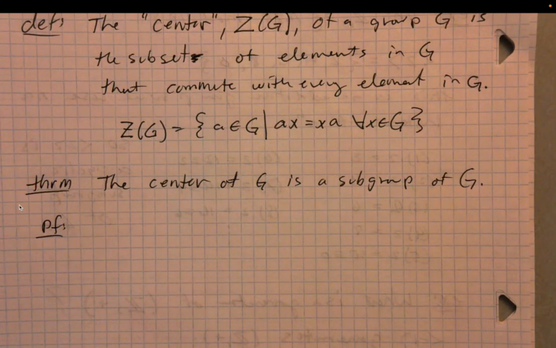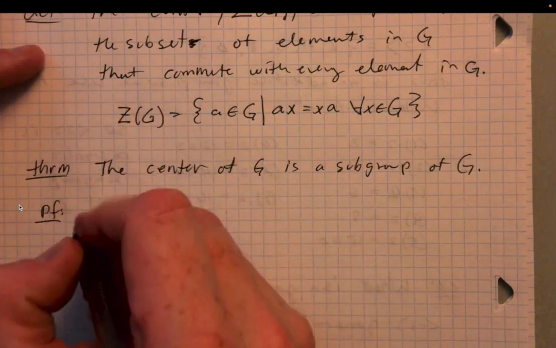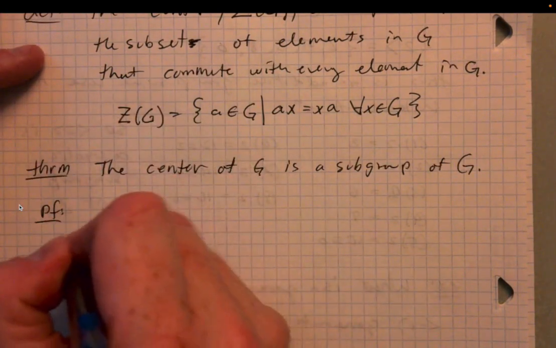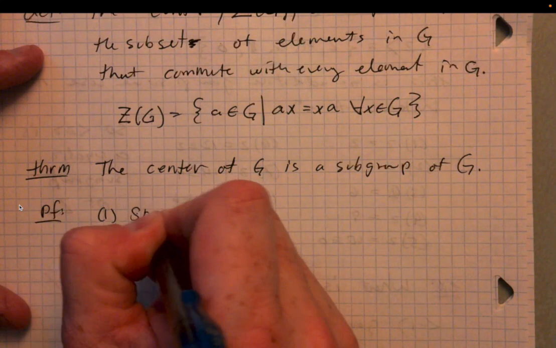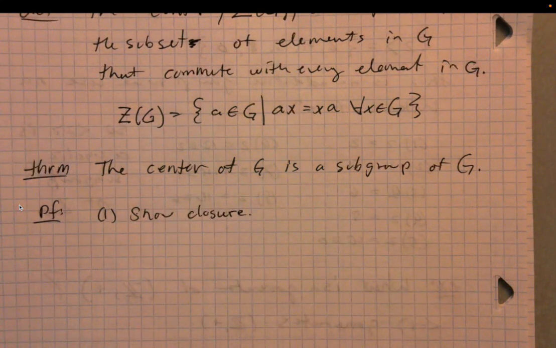So for this one we're gonna use a two-step test. We're gonna show closure, and we're gonna show closure under inverses. Just turns out that in this case, I think that might be the easiest way. There's different ways to prove it. We have a whole host of tests we could use. So we'll start by showing closure, i.e., we'll show that the center is closed.